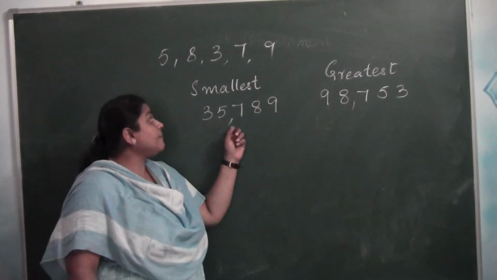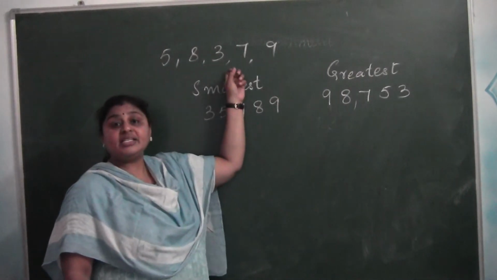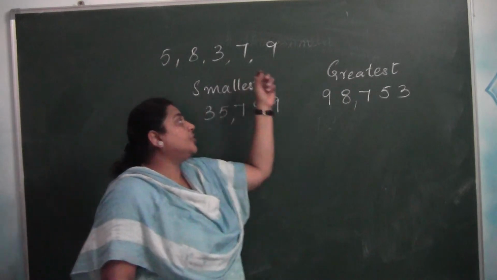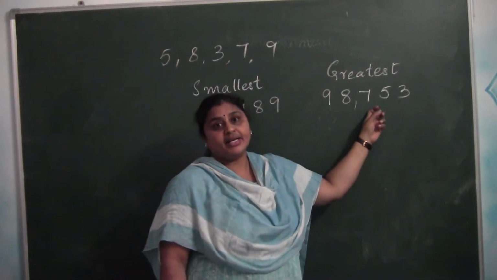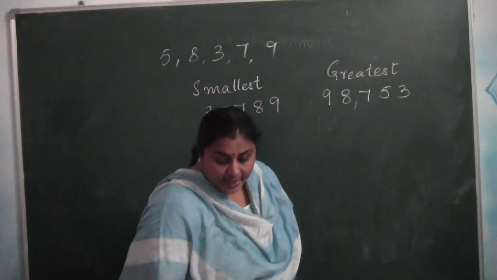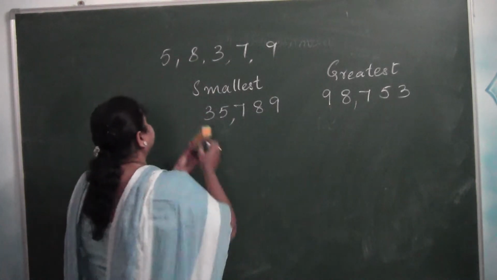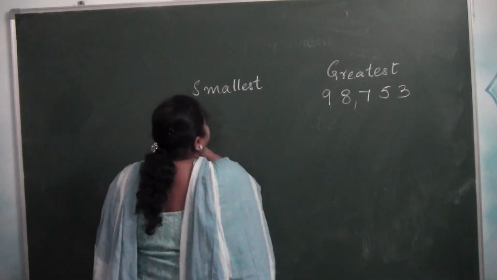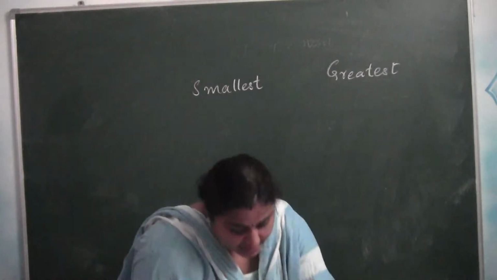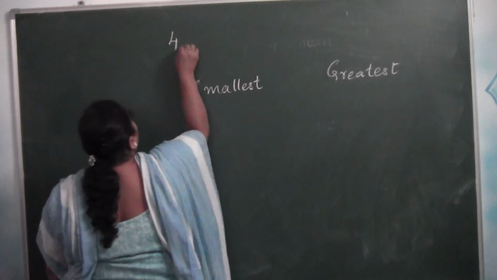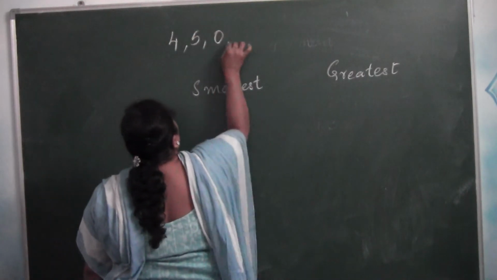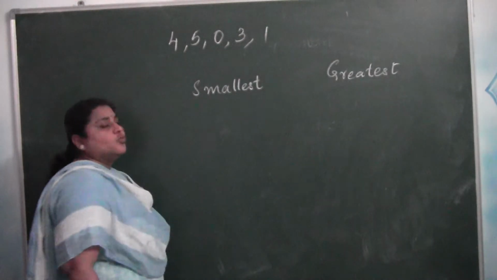So for the smallest number, you are arranging the given digits in ascending order. In order to write the greatest number, you are arranging the digits in descending order. Okay, let us take another example. Say I have 4, 5, 0, 3 and 1.